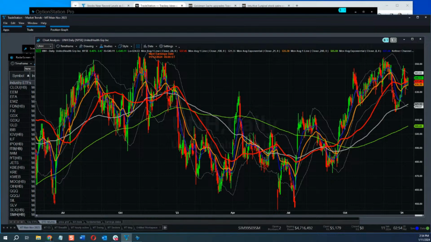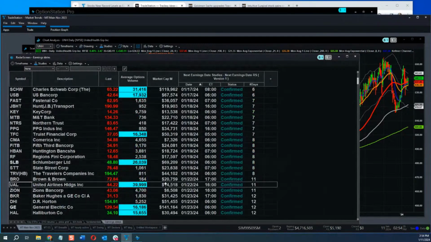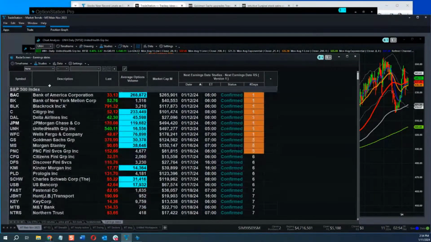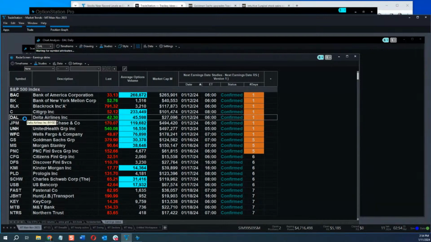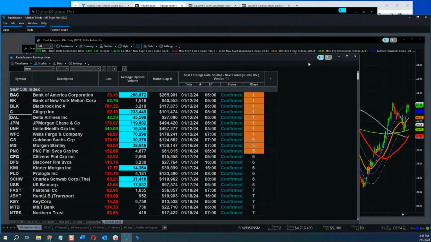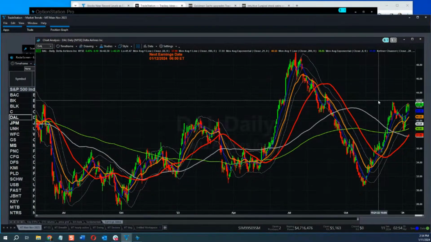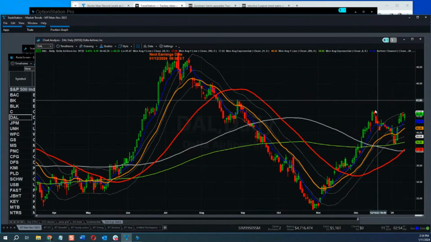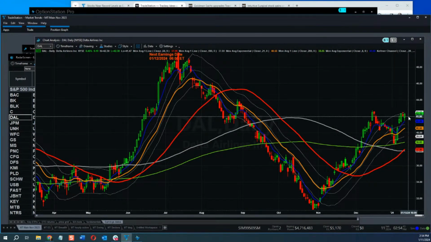So the second one that popped up in my mind, looking here at our earnings dates, is Delta Airlines. They report tomorrow morning as well. They trade lots of options. Now, this one's been interesting because it's had a bounce recently, but you really see this has gone nowhere for almost a month. So it's in a range.